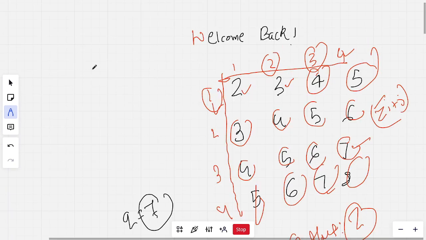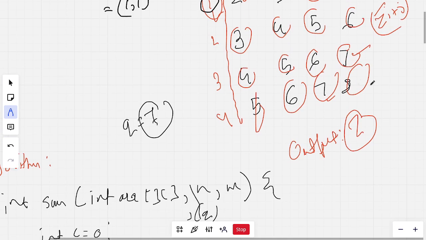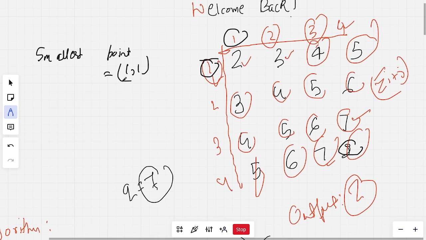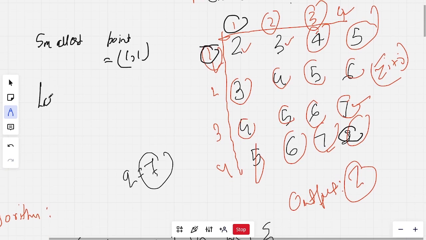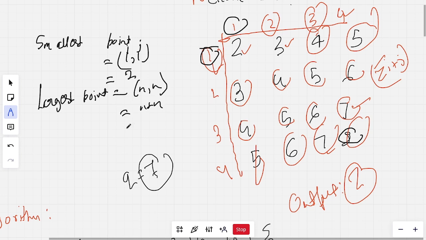You can see this is a matrix. In this particular matrix, what will be your smallest point? My smallest point will be this particular element plus this particular element. So I can say 1, 1 is my smallest point, and what is my largest point? This particular element, which is 4, 4, where 4 is the size of the matrix. So I can say the largest point equals n, n. If I sum up the value of q, which is nothing but i plus j, it becomes 1 plus 1 is 2. Similarly, n plus n equals 2n.